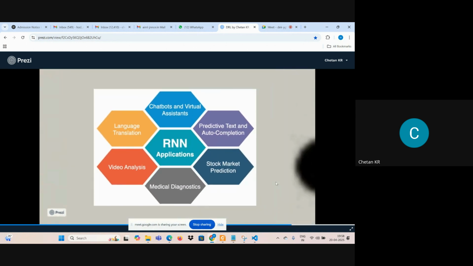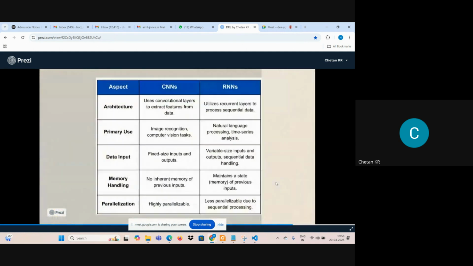We finished on the applications, and also we differentiated the CNN and the RNN. Okay. Next.